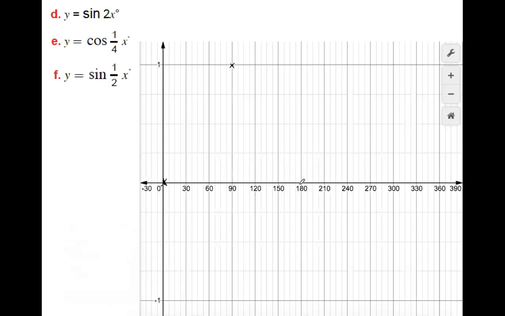At 180, we cross back here because I know the period of sine x is 360. So it goes to 270 and 360. If I was asked to draw sine x, this is how I would do it: from 0 to 1 there, come down to 180, then to 270, and back up to 360. That would be just my sine x, right?